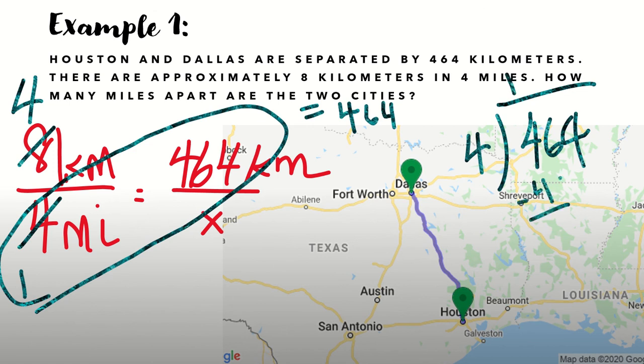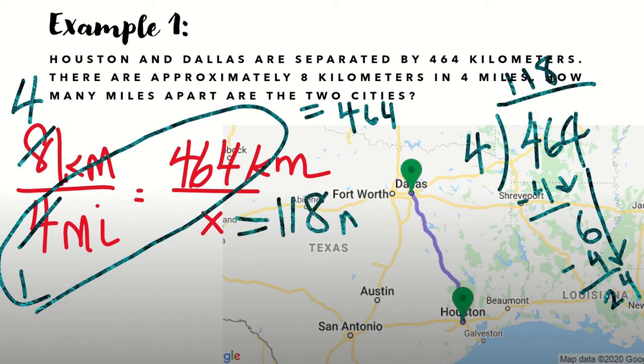1, then 6, 1, 4, 8. So I suppose that's 118 miles as our answer. So notice how not much was different. The same concepts of how to set up a proportion, all of that was the same, and the solving part is the same. It's just a different kind of word problem, and don't get thrown off by that. It's as simple as this.